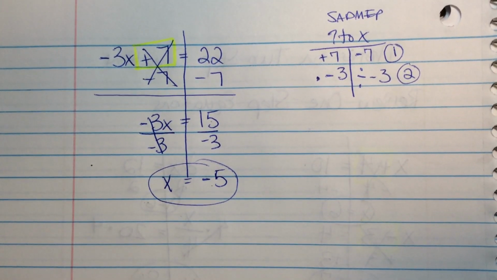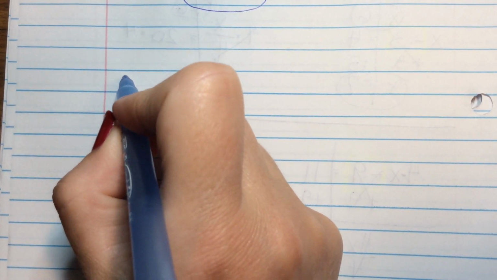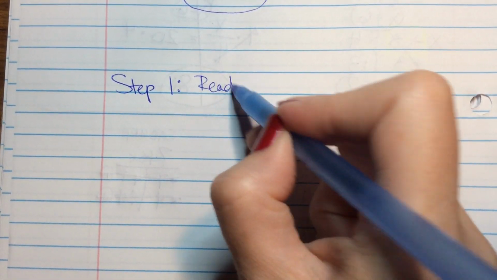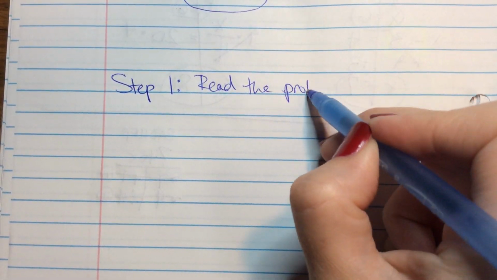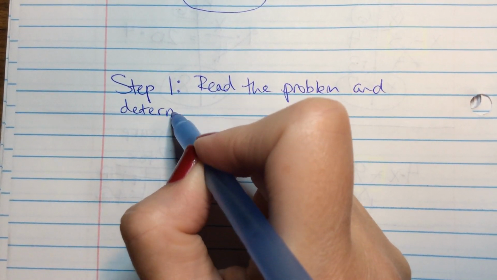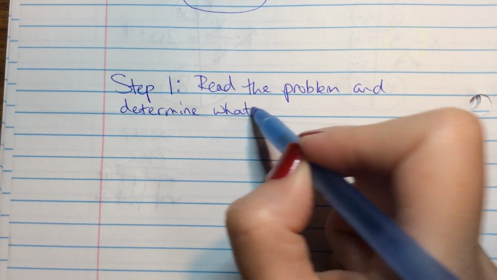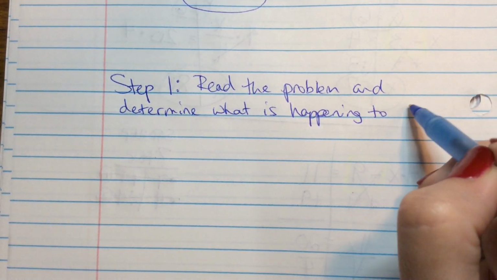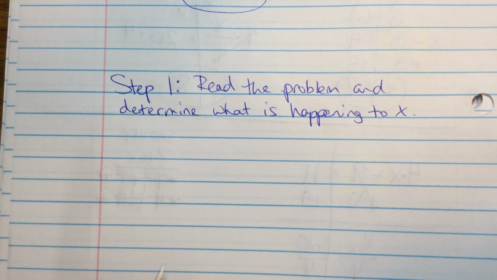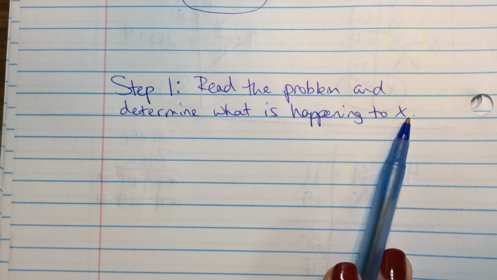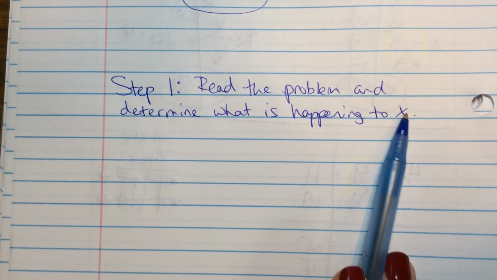Okay, now that we have a couple under our belt, let's write some steps. Step 1, read the problem and determine what is happening to the variable. It might not be x, it might be y or g or m or n, it doesn't matter, but we're just going to write x.